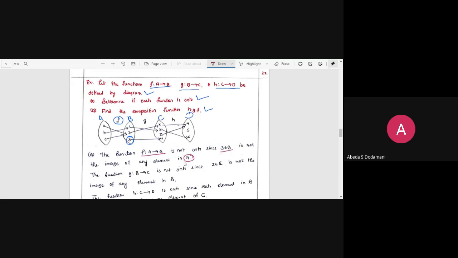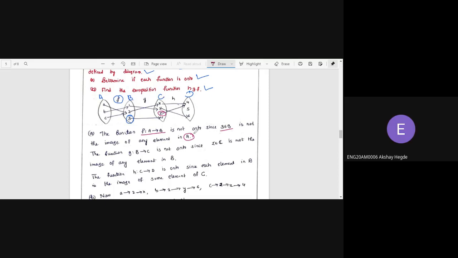That's the reason. What about the g function, guys? g from B to C, is it an onto function? This Z, is it having any image? No, ma'am. So hence g from B to C is not an onto function. What about h, guys? h is also not onto. Phi does not have an image. Correct?